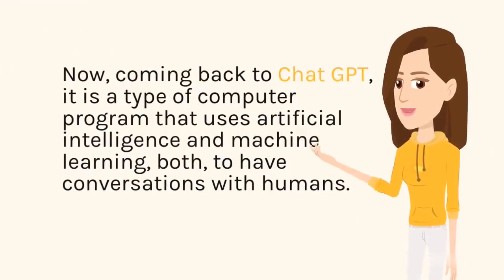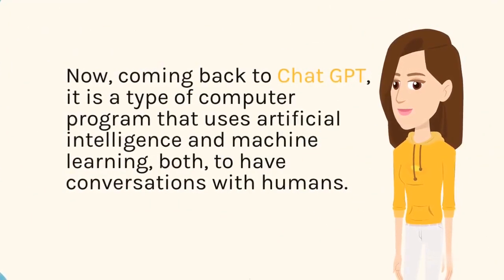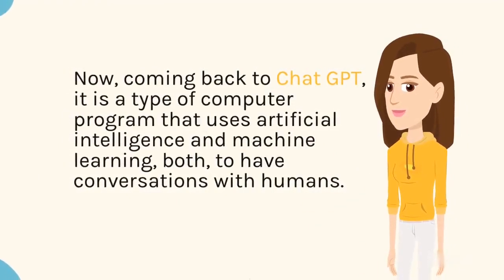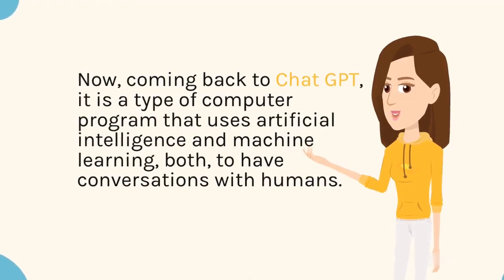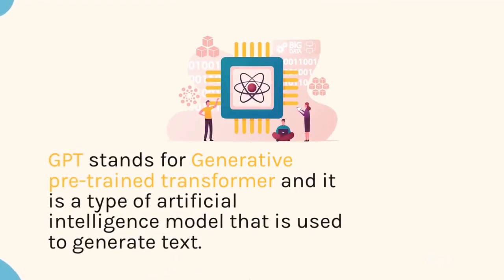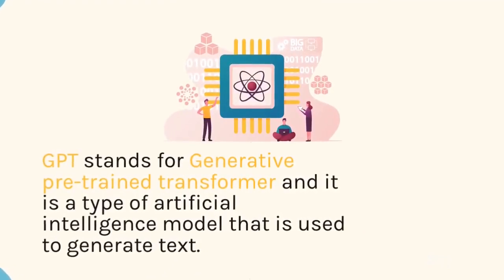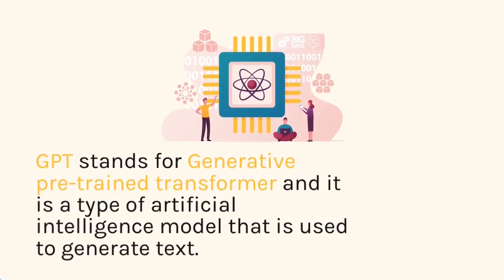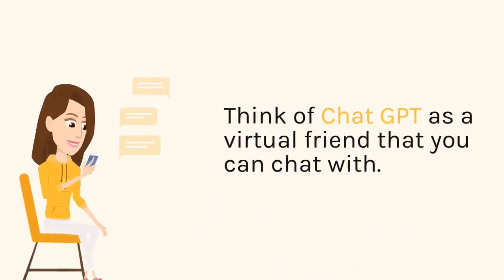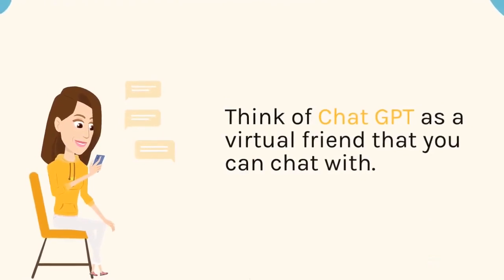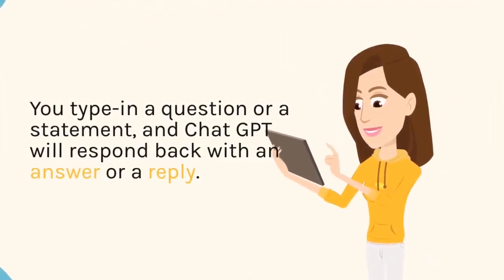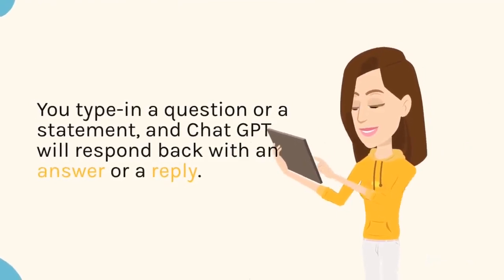Now, coming back to ChatGPT, it is a type of computer program that uses artificial intelligence and machine learning, both, to have conversations with humans. GPT stands for Generative Pre-trained Transformer, and it is a type of artificial intelligence model that is used to generate text. Think of ChatGPT as a virtual friend that you can chat with. You type in a question or a statement, and ChatGPT will respond back with an answer or a reply.